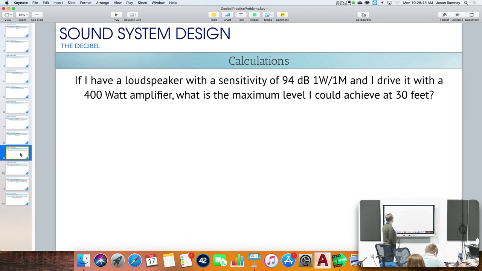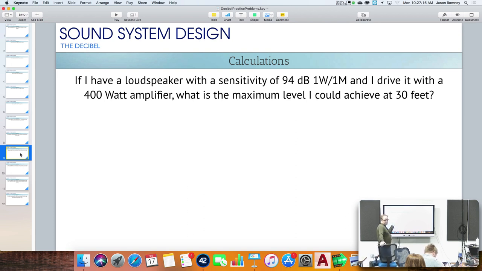And if you do that, what would be the maximum level that you would be able to deliver 30 feet away? So you need to figure out what it is at 1 meter with 400 watts. Yeah, that would probably be my first thing too. I know what it can do at 1 meter with 1 watt, but what could it do at 1 meter with 400 watts? That'd be the first thing I'd want to know. And then I could figure out how much quieter than that it would get by going 30 feet away.